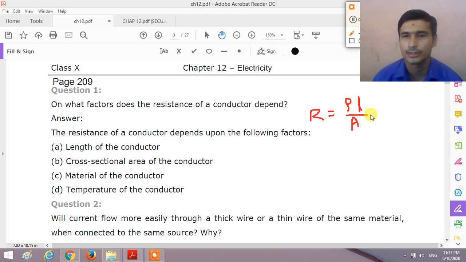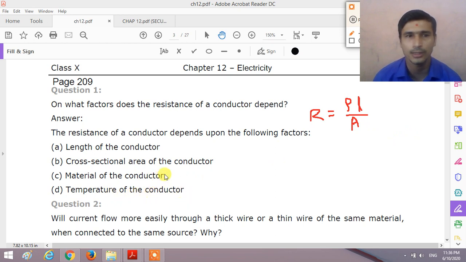So from this we can say that the resistance of the conductor depends upon the following factors. First, the resistance of the conductor depends on the length of the conductor. Second, it depends on the cross section area of the conductor. Third, resistivity. That means the resistance of the conductor depends on the material of the conductor, right? And fourth parameter, temperature of the conductor.